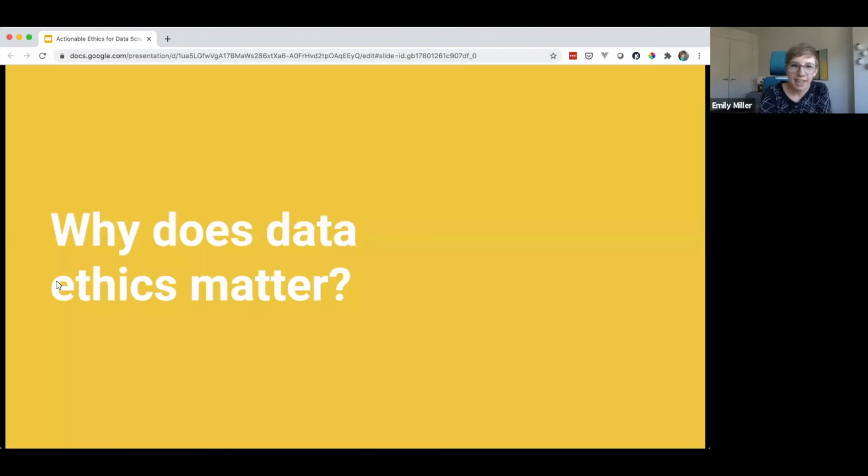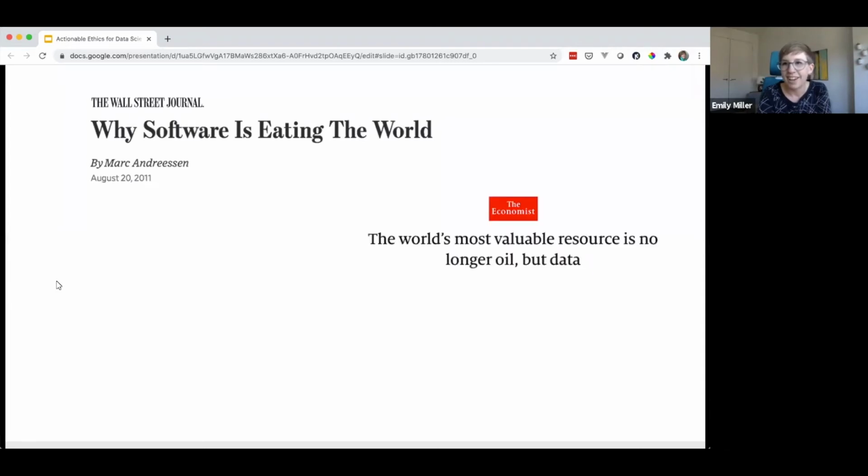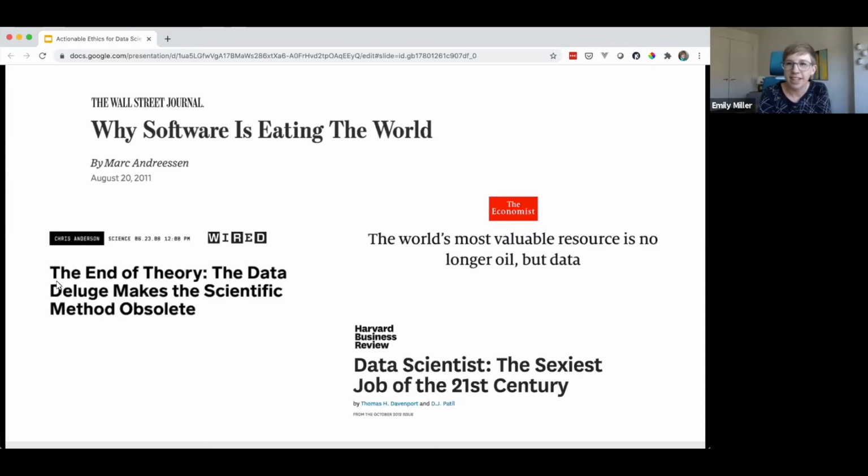So why does data ethics matter? Well, we all know that data is important, and we've seen a number of articles telling us that data is more important than oil, and data scientist is the sexiest job of the 21st century. In short, data is impacting industries across the board, from healthcare to the criminal justice system. And so as the use of data becomes more widespread, so do the impacts of the way that data is handled and the way that algorithms are designed.